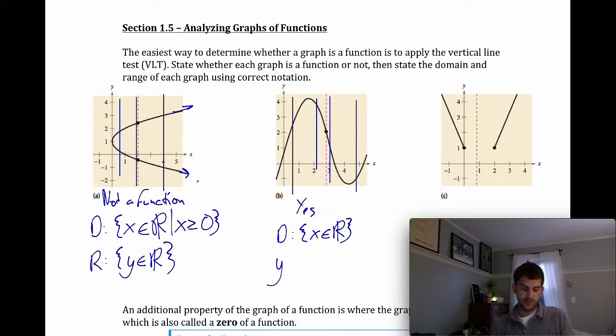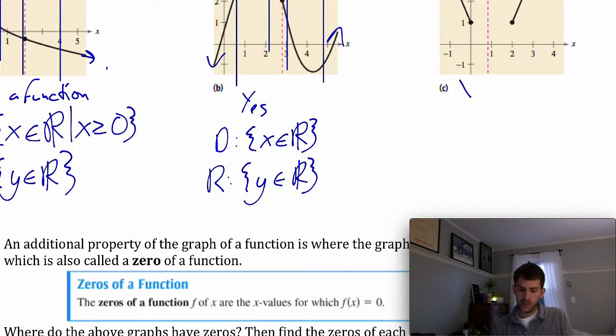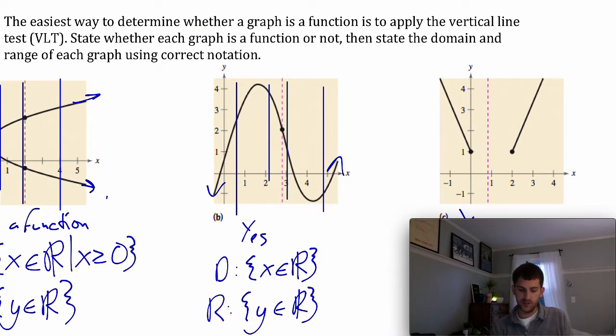The y values, the range, I should say, describing the y values, those are also going to be real numbers. You'll notice over here it's going to go forever up, over here it's going to go forever down, and everything in between. So we're just going to say y is an element of the reals. Last one here, is it a function? Yeah, sure. It's weird, but there's nothing saying it can't be a function. If you were to draw vertical lines here, it'd pass, it'd pass, it'd pass.